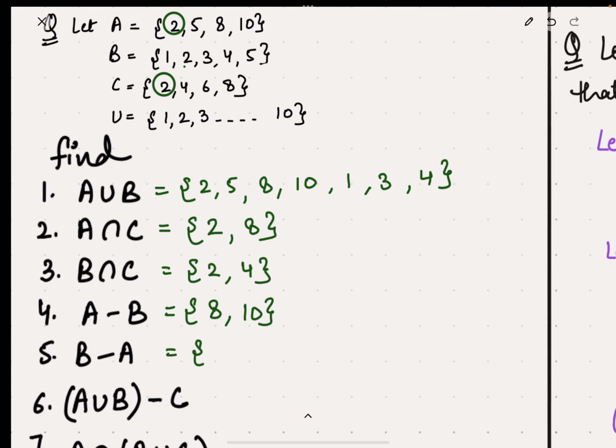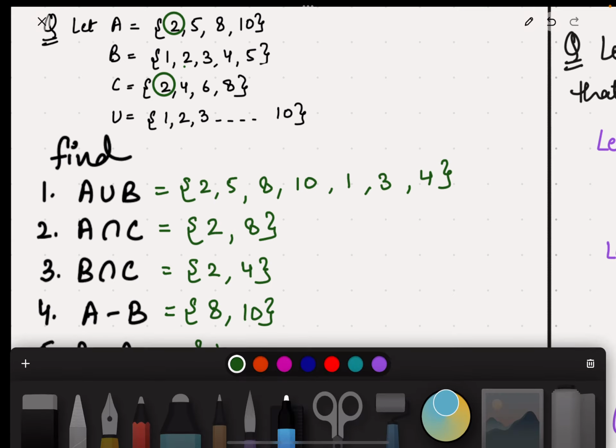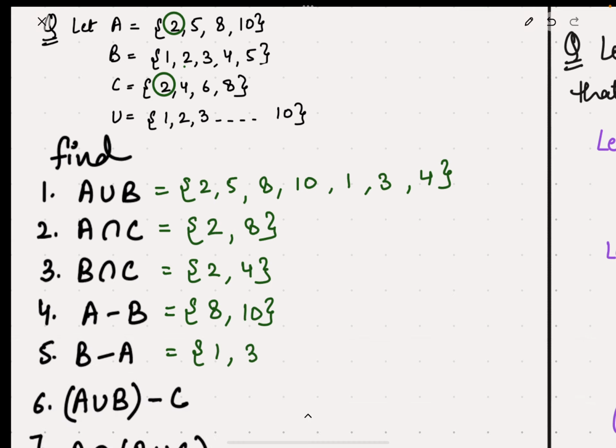Next is B minus A. So here we check set B. 1 we can write, because 1 does not belong to A, it only belongs to B. 2 we cannot write here. 3 again belongs only to B. Then 4 we can write, and 5 we cannot write because 5 belongs to A also.